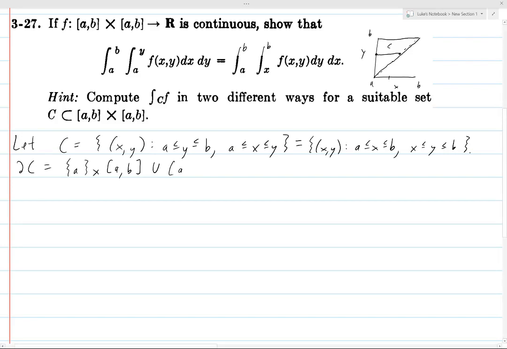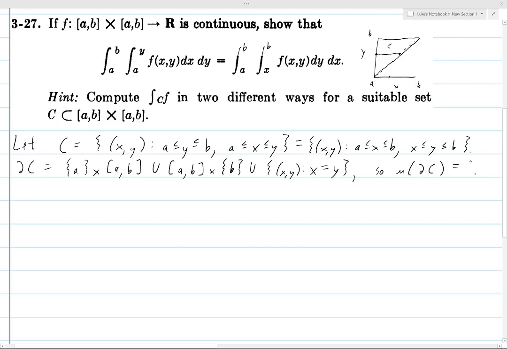So x can go from a to b and y is fixed at the value b. And then we take the union of this with the set of all points (x, y) such that x equals y. And of course, x and y are both between a and b. All right, so the boundary of C is this, so the boundary of C is a set of measure 0.